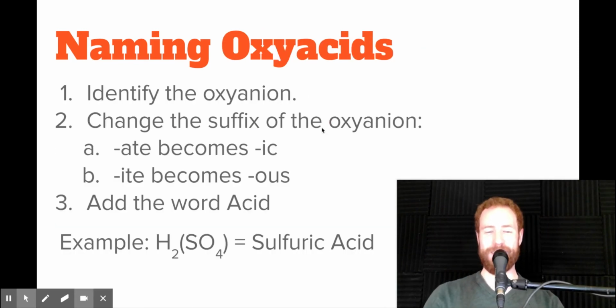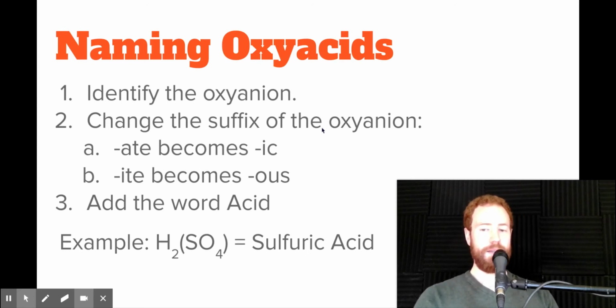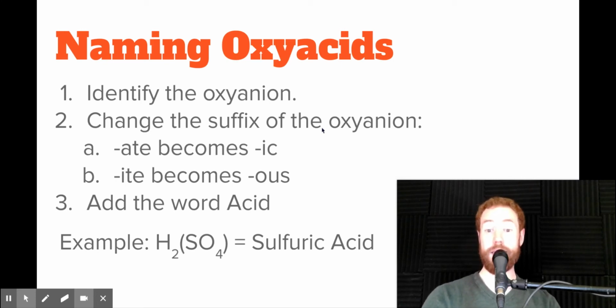Now, oxyacids. An oxyacid is again an acid containing hydrogen and an oxyanion, or a polyatomic oxygen-containing ion. This is very different than anything that's come before. All you do is you take the name of the oxyanion and you change the ending. But the way that you change it depends on how it currently ends. So if it ends in "ate," you change the ending to "ic." If it ends in "ite," you change it to "us." And then you're going to add the word acid because it's an acid. And all acids have the word acid in the name. Kind of makes that easy.